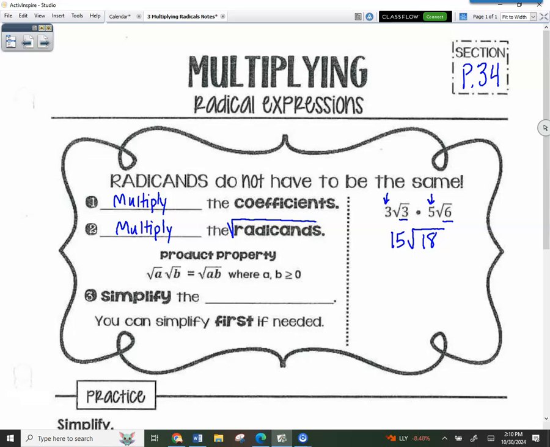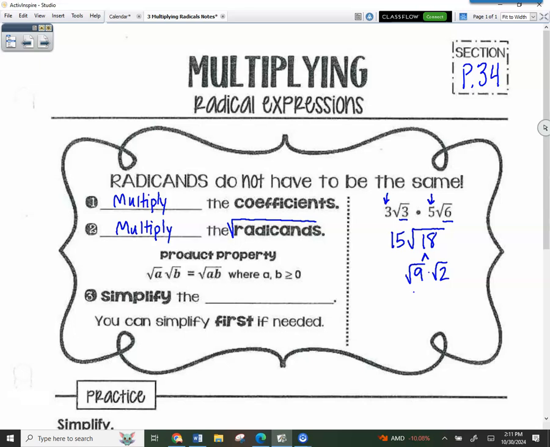Is that it? Almost. Now go back to the very first lesson. You need to simplify that. Will 18 break down? Yeah. What perfect square goes into 18? 9. How many times? 2 times. So I'm going to break that into my factor tree. Root 9 times root 2.